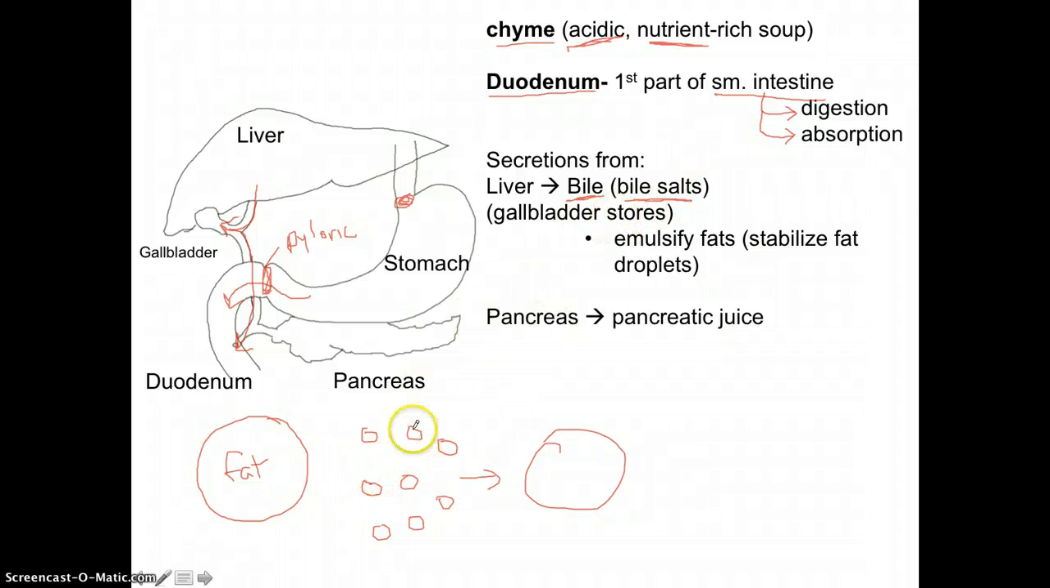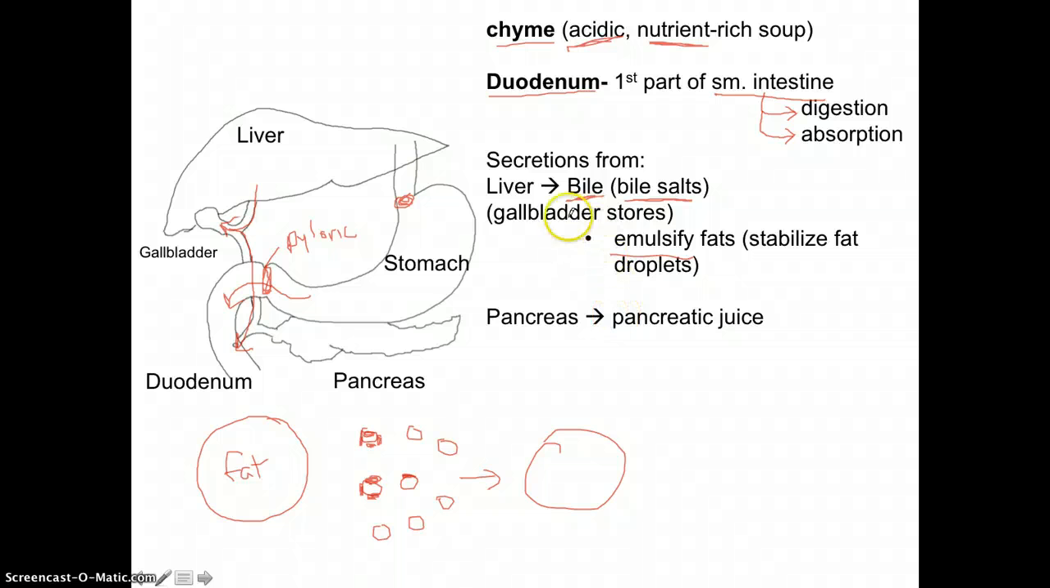So bile salts basically have a hydrophobic part and a hydrophilic part. And so they stick to the fat droplets and they keep them separate. So it keeps them emulsified, which just means basically tiny droplets of fat or tiny droplets of lipids in water, so that other enzymes can get in.